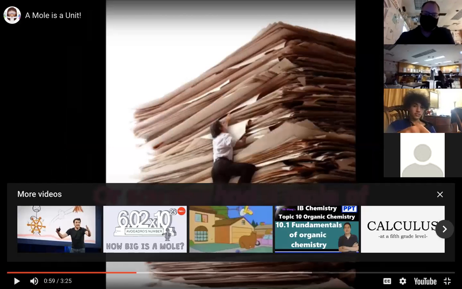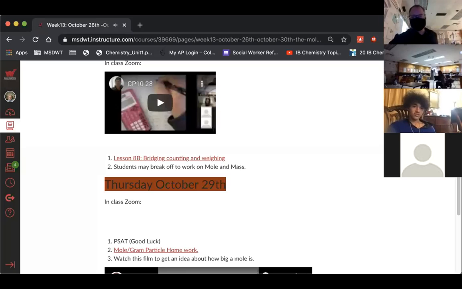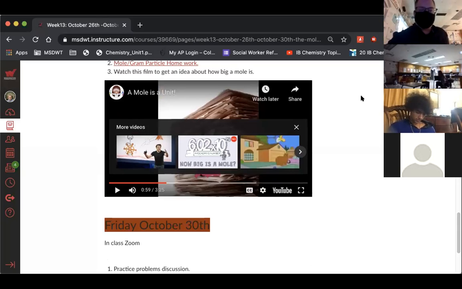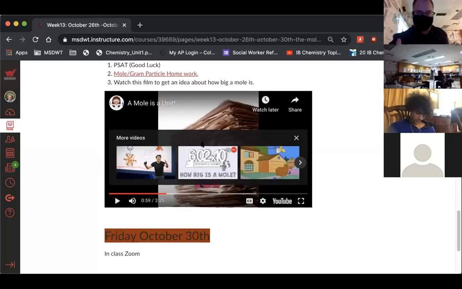So a mole of pennies would give every single person in the world $1 trillion. So that just tells you how large of a number this is. If you don't comprehend, a mole is just like a dozen, it's just so much bigger. If you don't understand that, that's definitely a great video to watch and get just an idea.